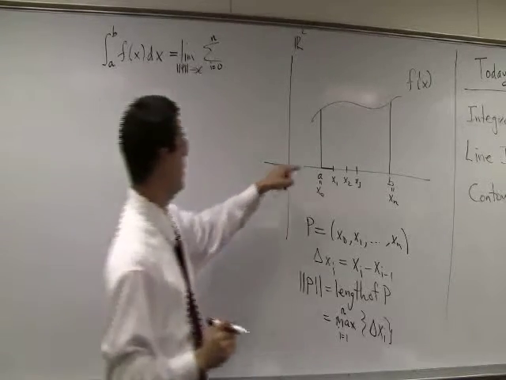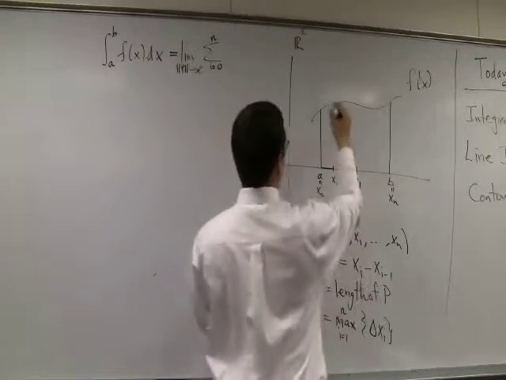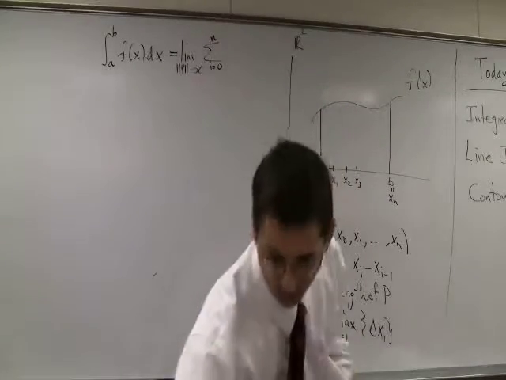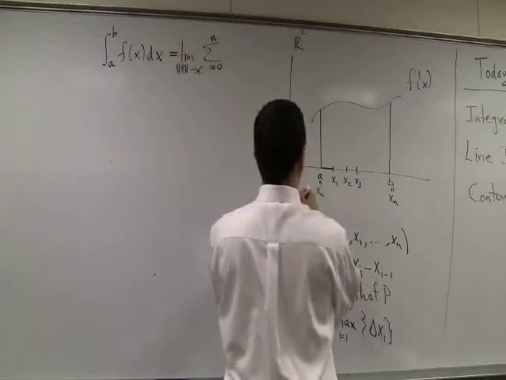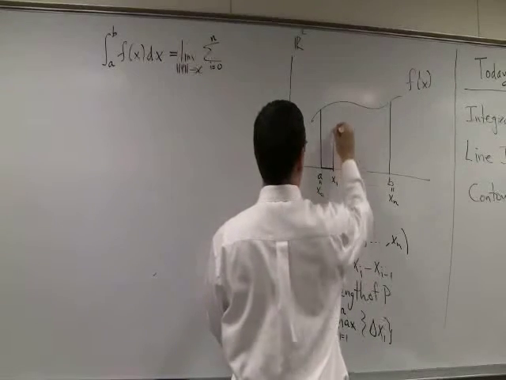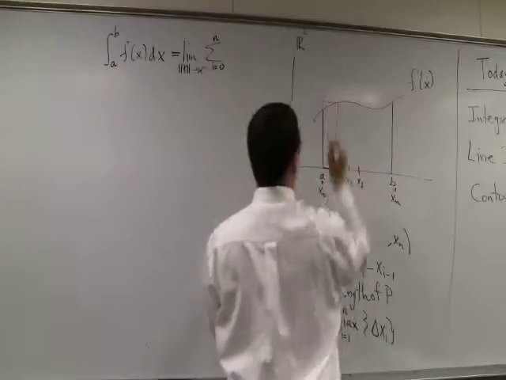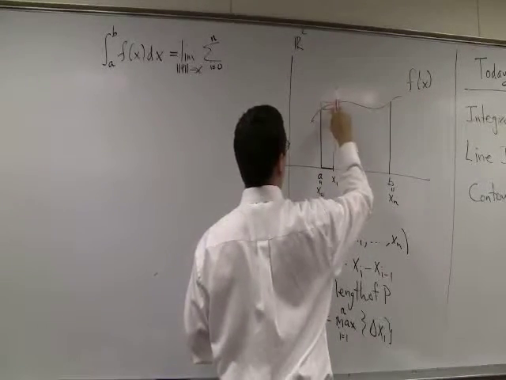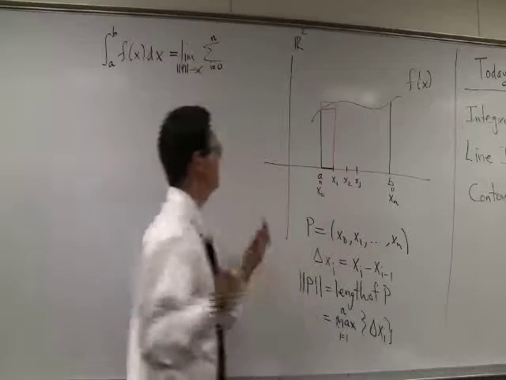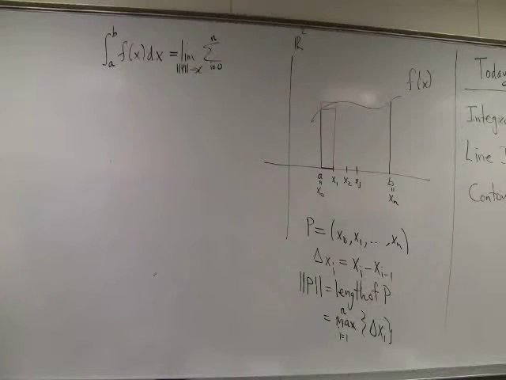Draw a line. Where do I draw the line from? I have choices, right? I can go here, and that gives me a rectangle. I can go this way, and that gives me a rectangle. Which one do I choose?